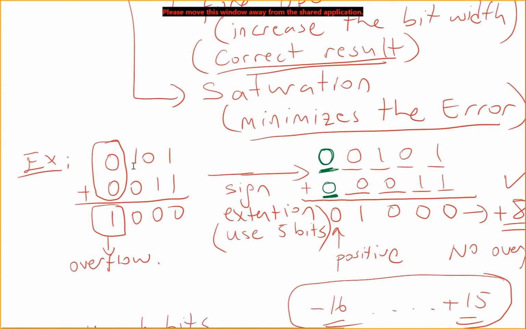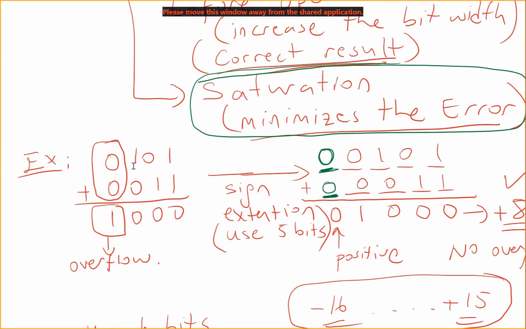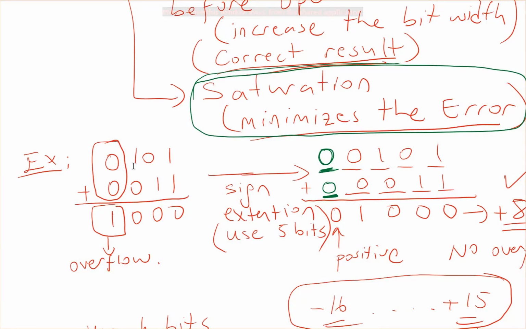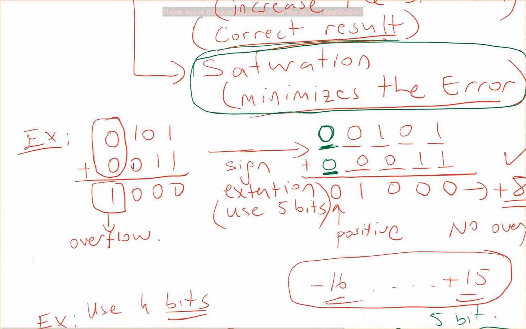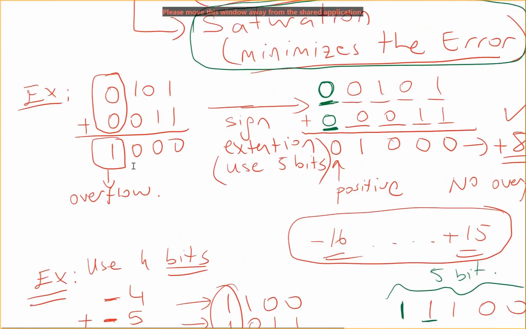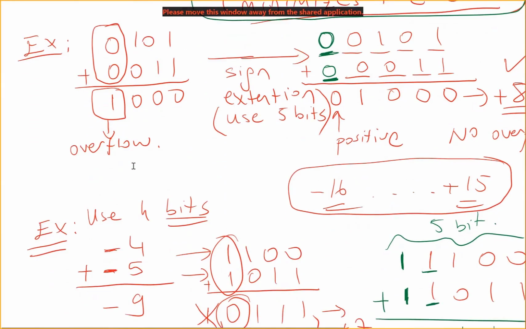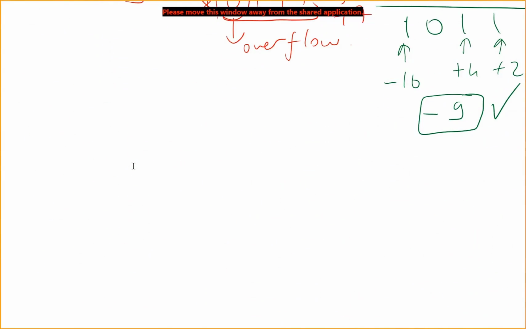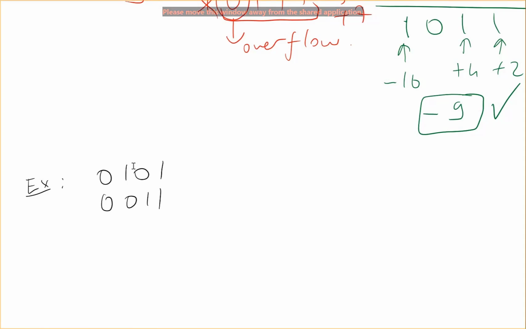The second method was the saturation method, right? In this case, we keep the bit width the same, so we are not using more bits, but we will be saturated. Let's do the same examples with saturation. In our example, 0, 1, 0, 1 and 0, 0, 1, 1. We add this.